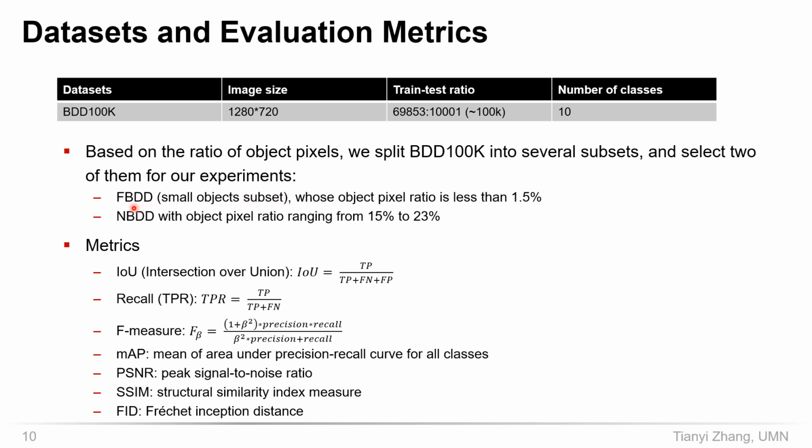So the first one is the FBDD. The object ratio is less than 1.5%, so the object size is very small. And for the MBDD, the object ratio ranges from 15% to 23%, so the object size is larger. And for the metrics, we have several metrics for the patch selection, the IoU, the recall, and the F measure. The mAP is used to evaluate the object detection, and we have several metrics for the image quality, such as PSNR, SSIM, and FID.